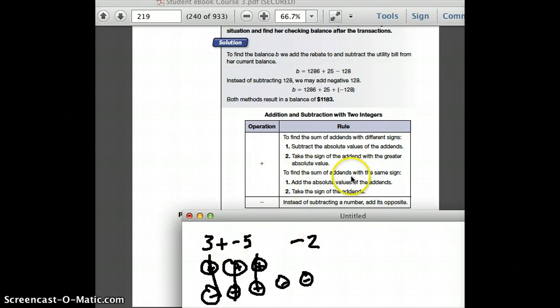To find the sum of addends with the same sign, so basically 5 plus 3, well, we know how to do that. That's just 8. What about -5 plus -3? It's actually very simple. It's the same thing, but it's negative. A negative plus a negative is always going to give you a negative. This is a bad situation. Owing someone 5 reals, you're just adding another debt. This is basically what it is.